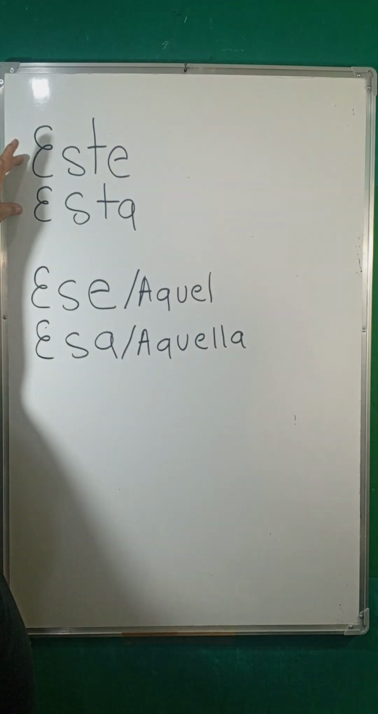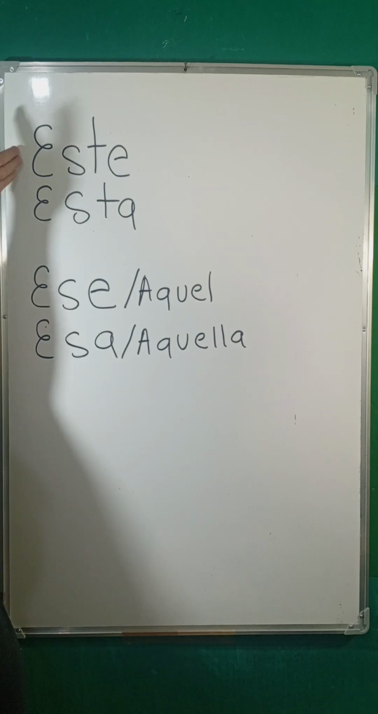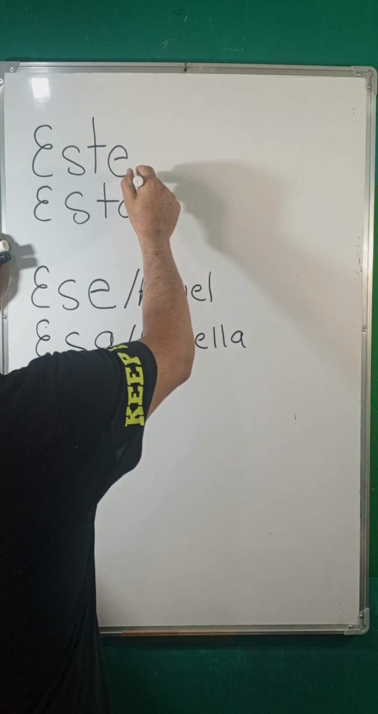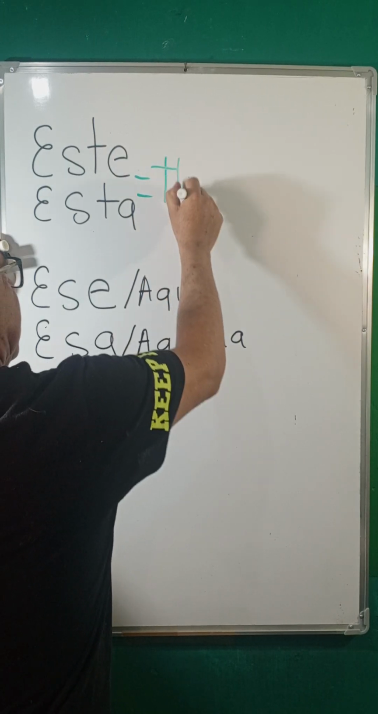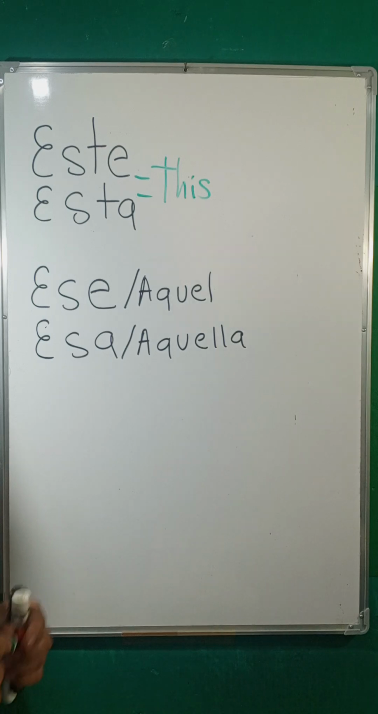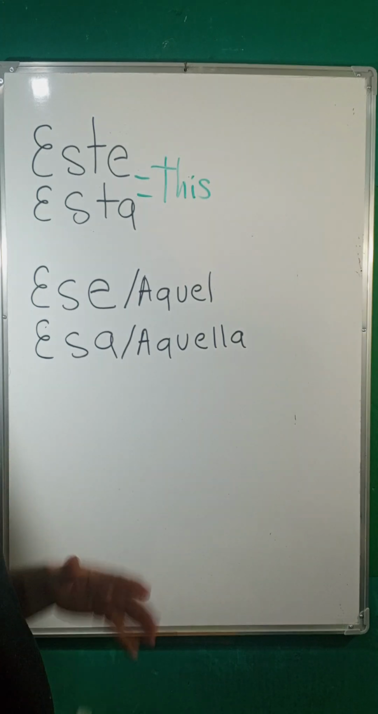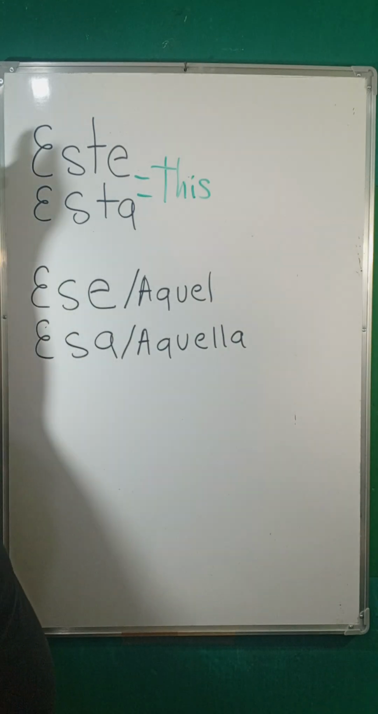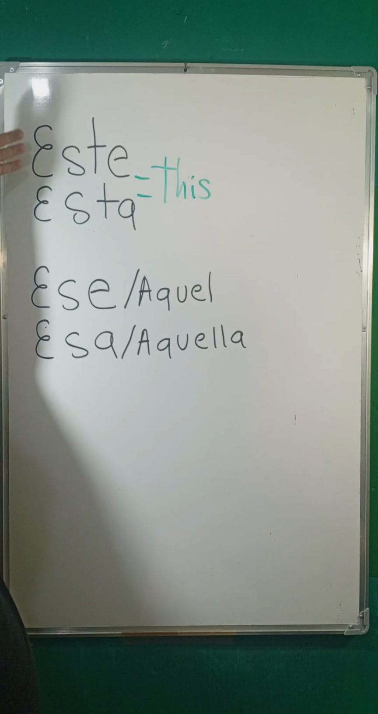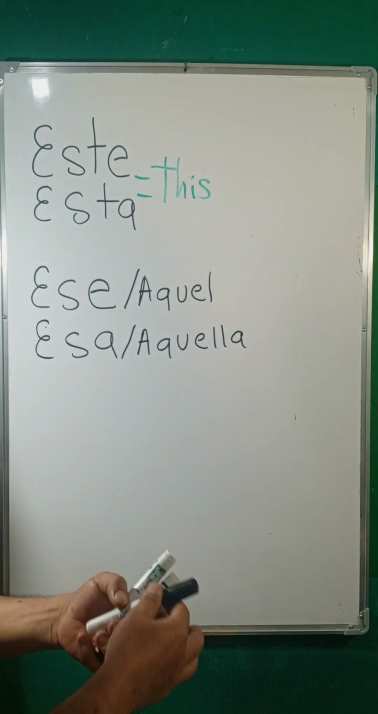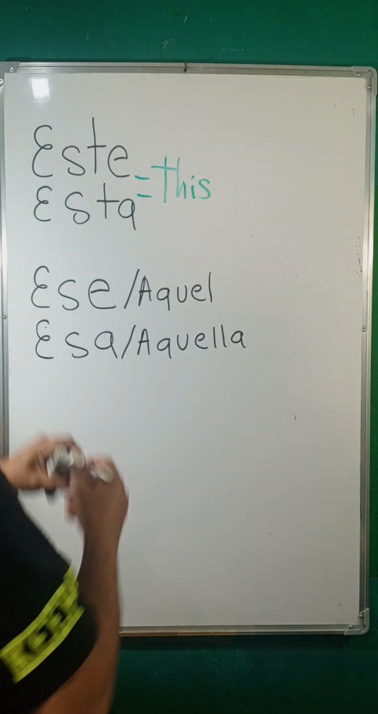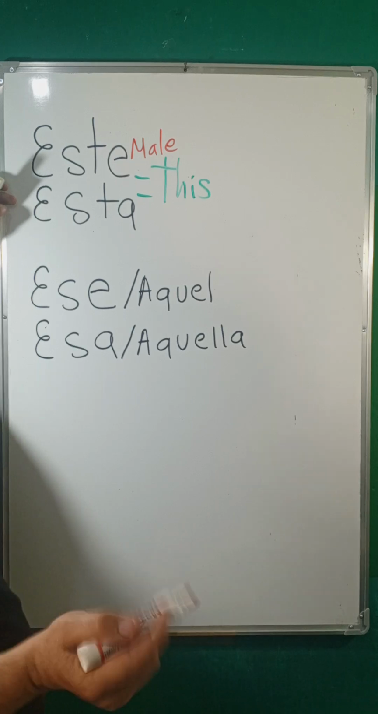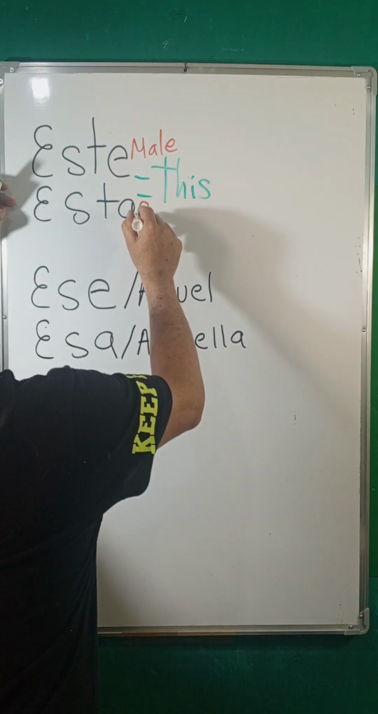These are este and esta, which are like "this" in English. They both mean this. But in Spanish, when we say este, we are implying the gender. Este, for example, is for male. And esta is for female.